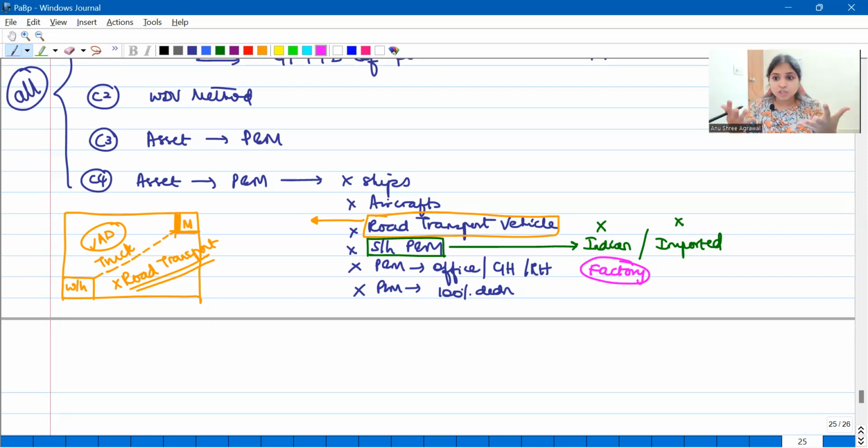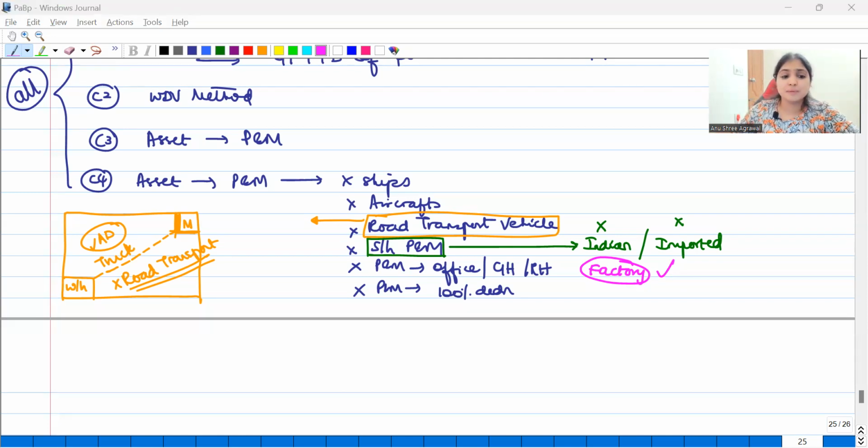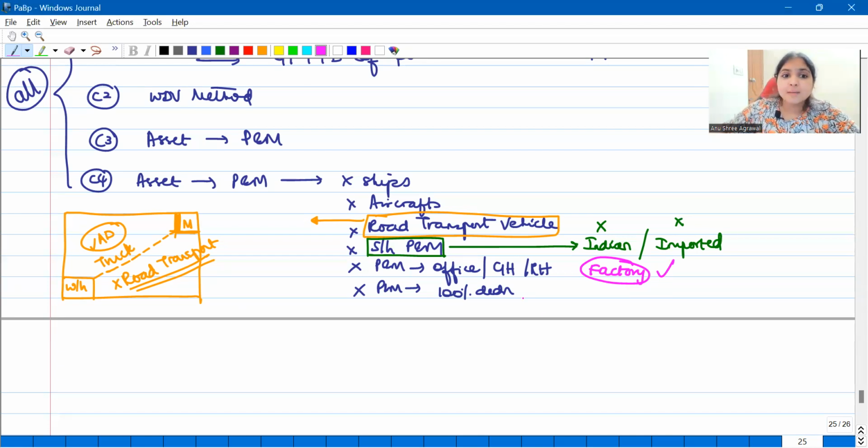So you will get additional depreciation only if that plant and machinery is being used in the place where the manufacturing work is happening. That is, the plant and machinery should be used in the factory. Then you get additional depreciation. But if it is being used in the office, in the guest house, or in the residential houses and all, then you do not get additional depreciation on those assets. Understood? And lastly, plant and machinery on which you have already claimed 100% deduction.